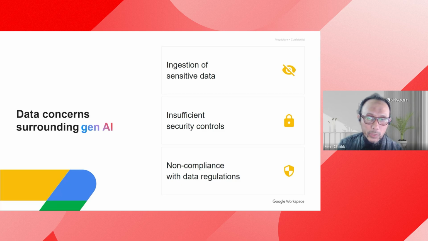And then the third one, non-compliance with data regulation. Navigating regulations like GDPR for Europe, HIPAA for healthcare in the US, and FedRAMP is a challenge, right? Gemini has a full suite of privacy and security certifications, including ISO 42001, SOC 1, 2, and 3, and can help with HIPAA and FedRAMP High compliance.